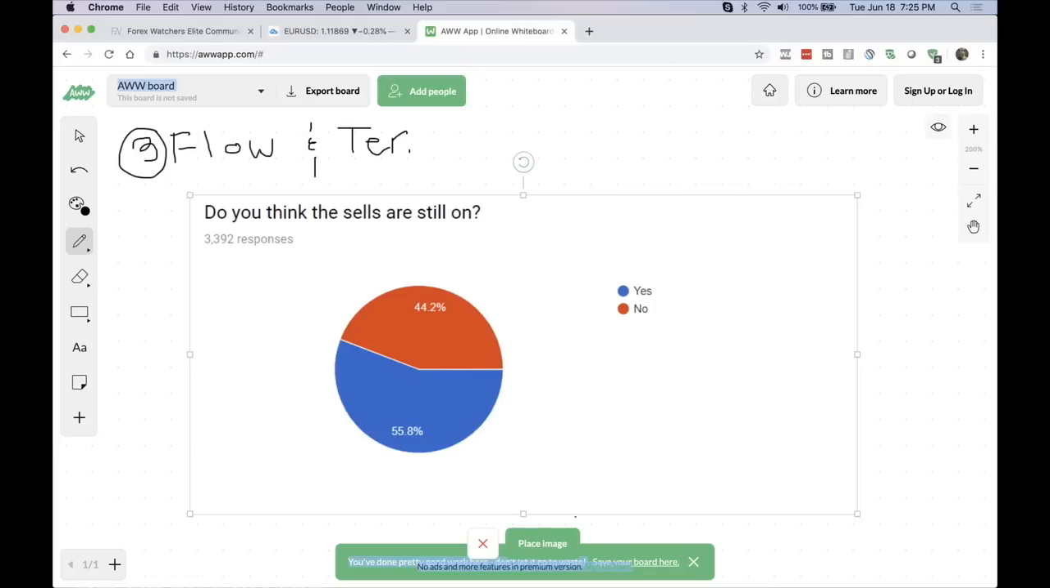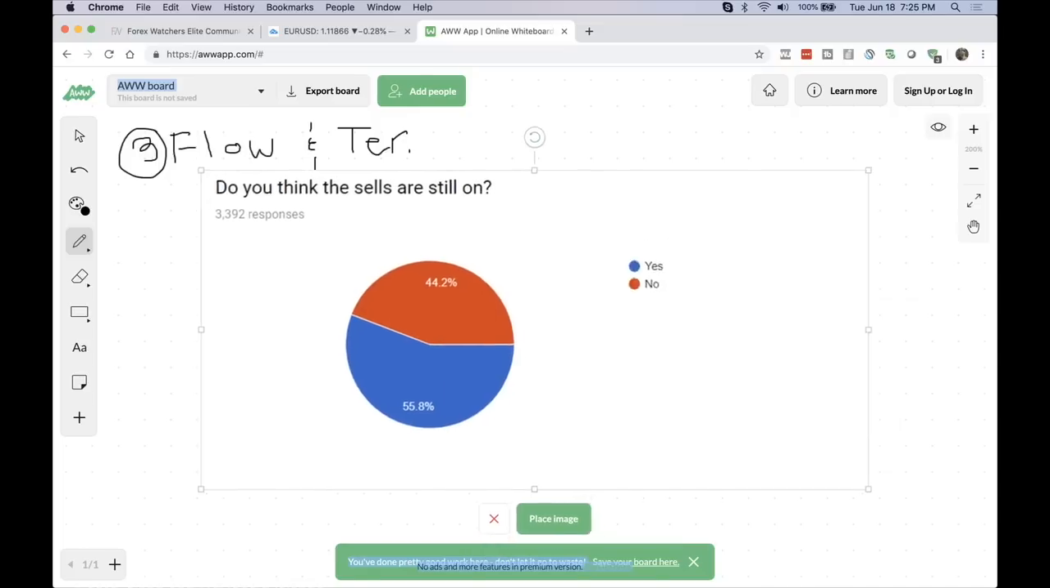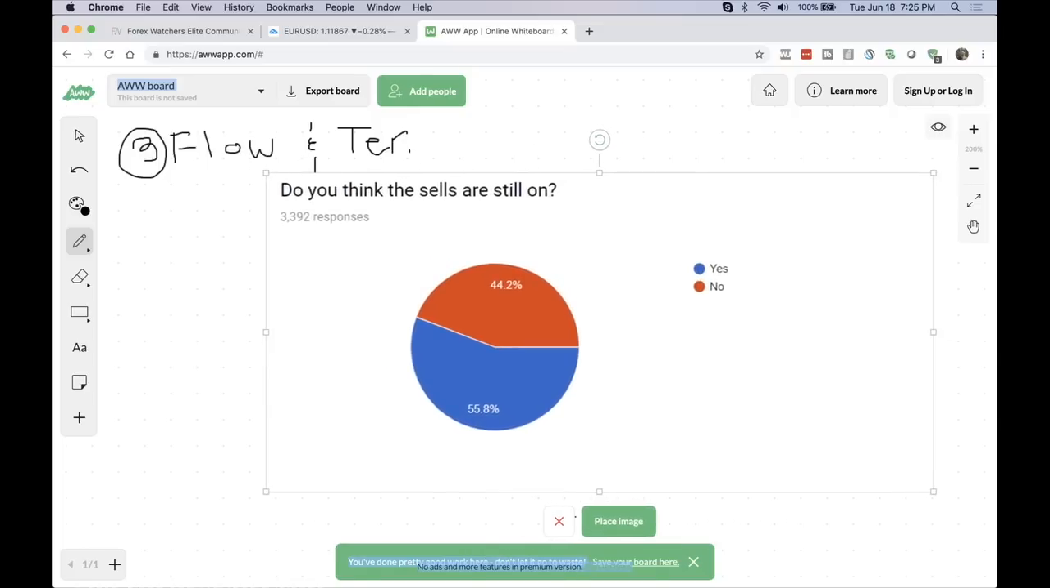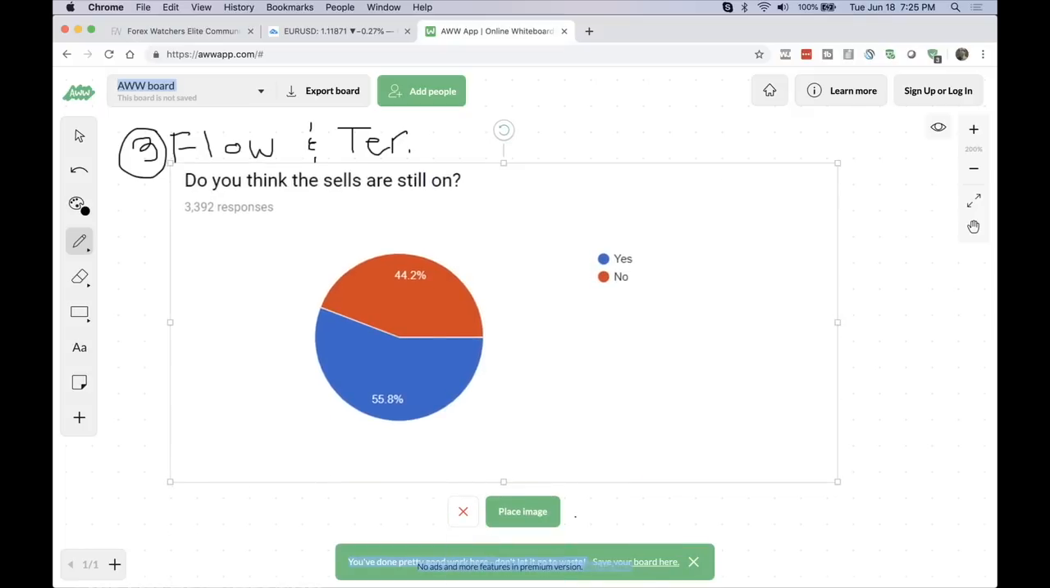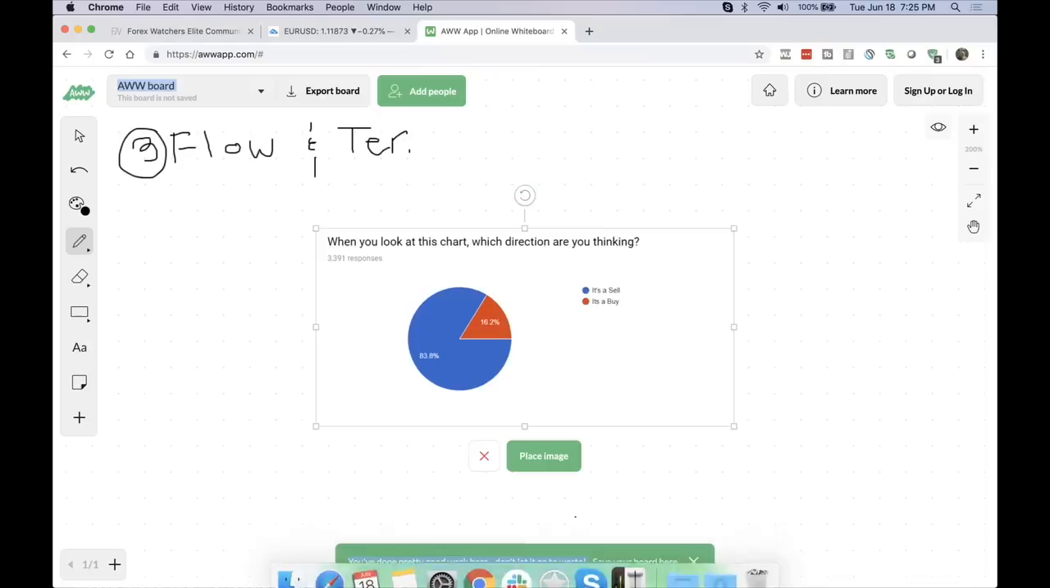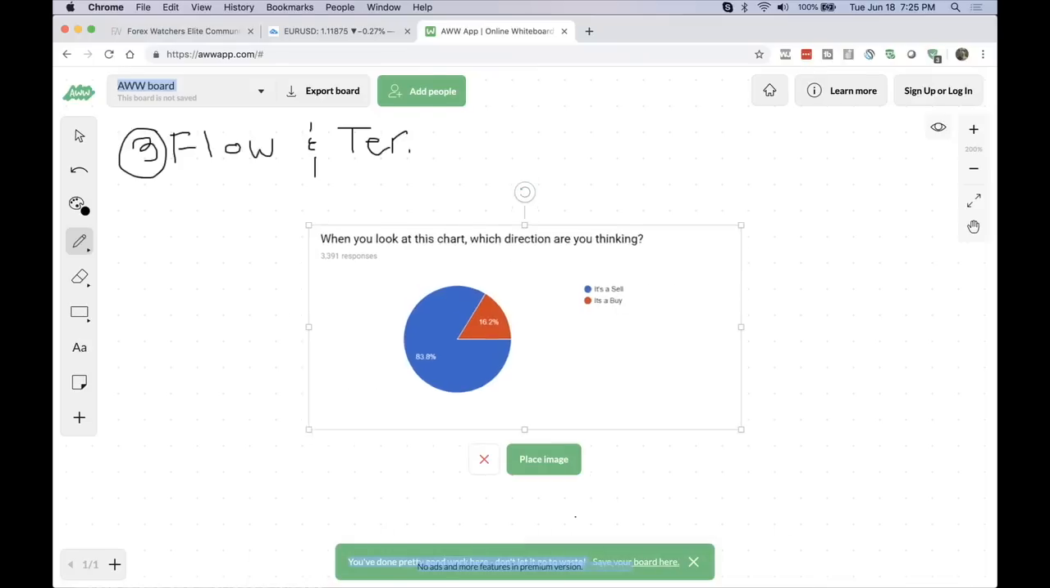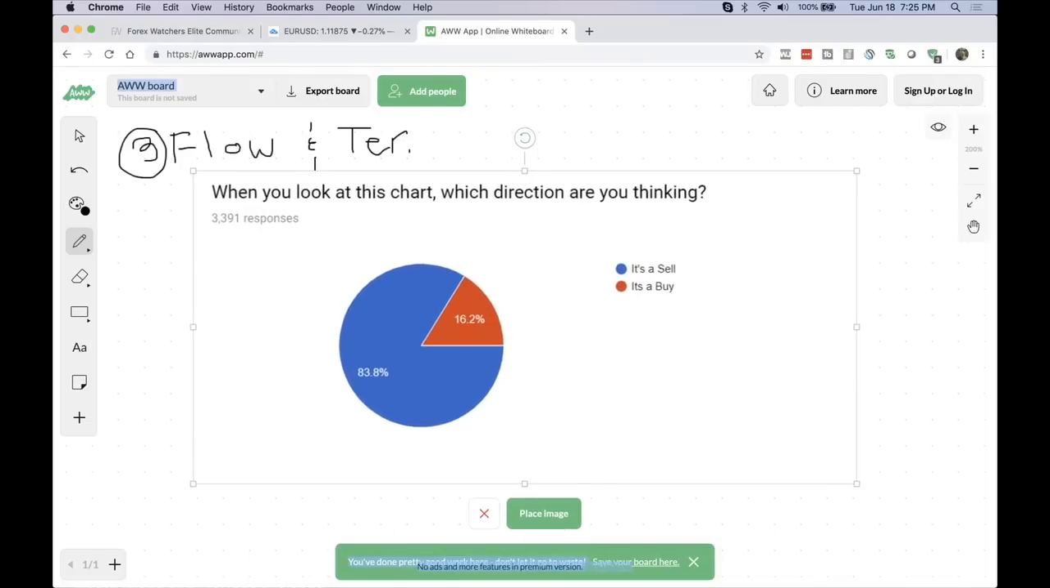Now let me open up the secondary question. How do I get rid of this? Delete the whole thing. All right, the next one. This one, where I asked you a secondary question saying, when you look at this chart, which direction are you thinking? You took this survey when you registered to come to this webinar, right?